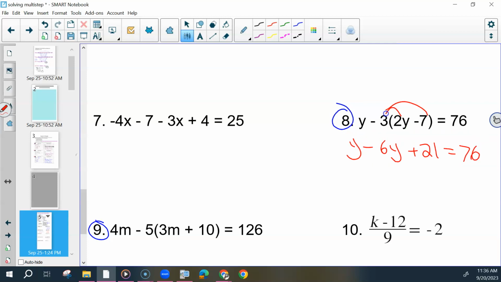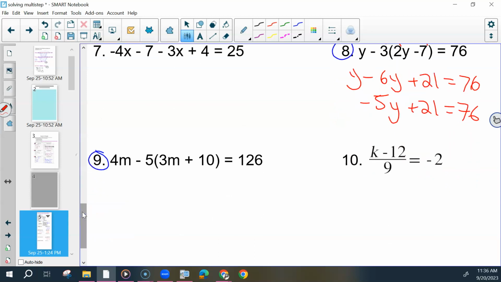Okay. And then what? Subtract 21. Okay, we can't subtract 21, but look back at your steps, your rules. What was the next step? Combine like terms. So do exactly what it says, 1y minus 6y. Make sure you're not doing the opposite here, you're doing exactly what it says, just like with simplifying.